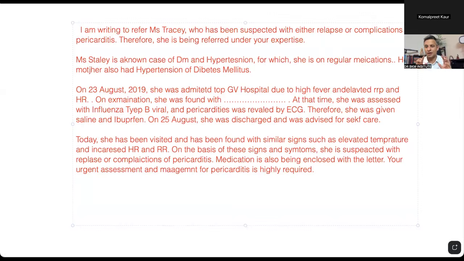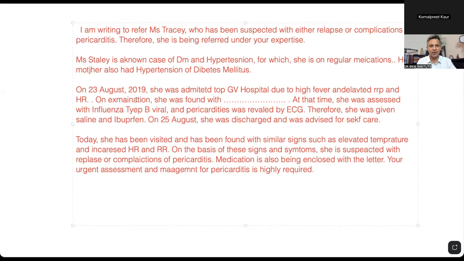The word suspected, question mark, always comes with the word "or". Sometimes, suppose, these similar symptoms can be in COPD as well. So sometimes it would be question mark, pericarditis or COPD. You can't say she is suspected with pericarditis and COPD. It is "or". It is either this or this. So that is what you need to understand in case of suspected.